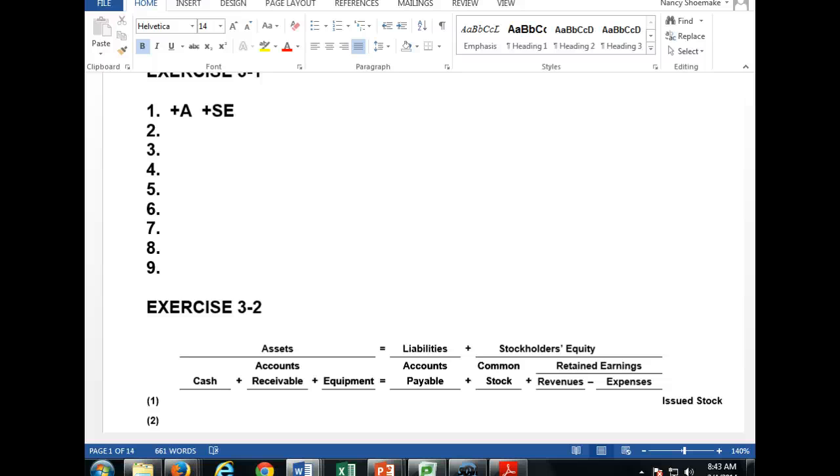Paid monthly rent. What's going to happen to our assets? Assets are going down. Do you guys all agree? Assets go down, and what happens to our stockholders' equity? That goes down.